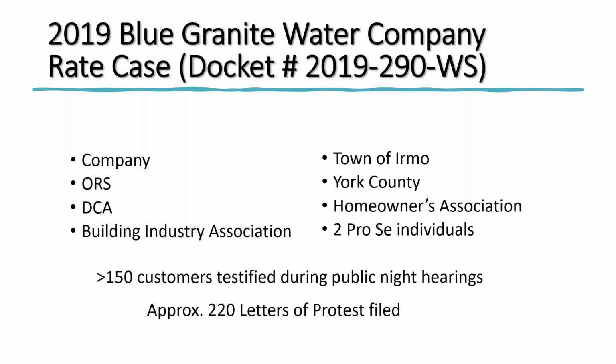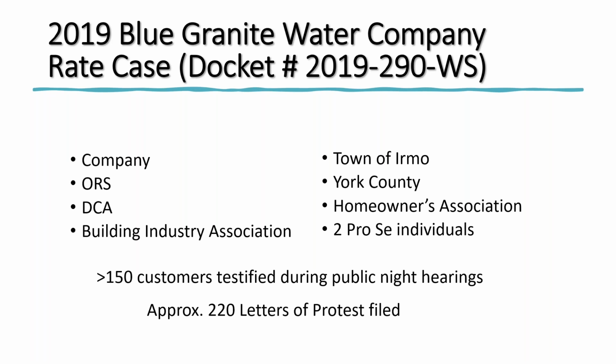But I wanted to give a sort of real world example of the different things that we just talked about. The Blue Granite Water Company rate case in 2019 was the department's first case after our authority was restored. In this case, we saw folks intervene. We saw numerous letters of protest, and we saw lots of comments during the public night hearings. We don't see a lot of individual customers intervene in rate cases, but we did in this one.